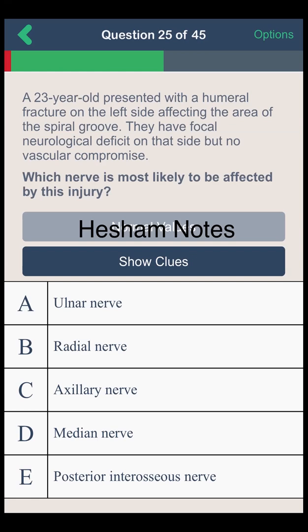As you remember, the quadrangular space and the upper triangular and the lower triangular intervals. In the lower triangular interval, the radial nerve and the profunda brachii artery pass through it, then hook around the spiral groove. In this patient, the radial nerve will be affected. So there will be no loss of the triceps supply because the triceps is supplied from above. With injury to the radial nerve in the spiral groove, there is wrist drop and finger drop. Okay.